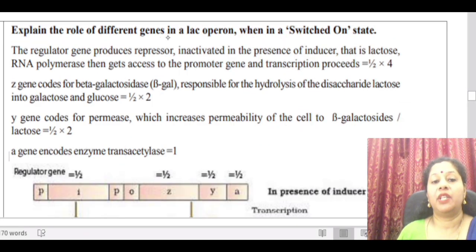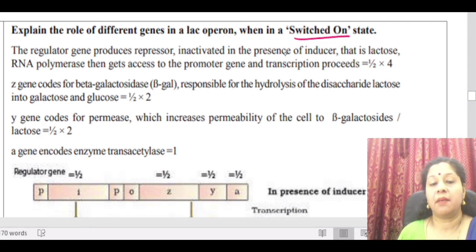Explain the role of different genes in the lac operon when it is in the switched on state. Switched on state means what? Presence of lactose, which is an inducer. The regulator gene means here I is the regulator gene. This is the operator site.